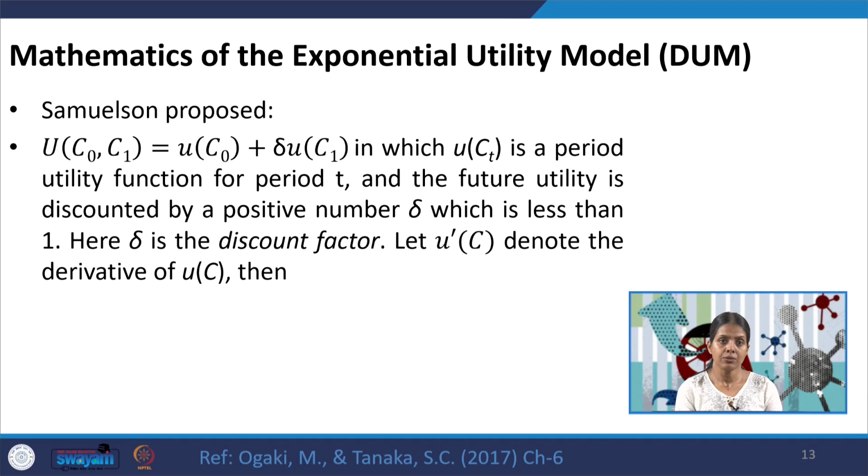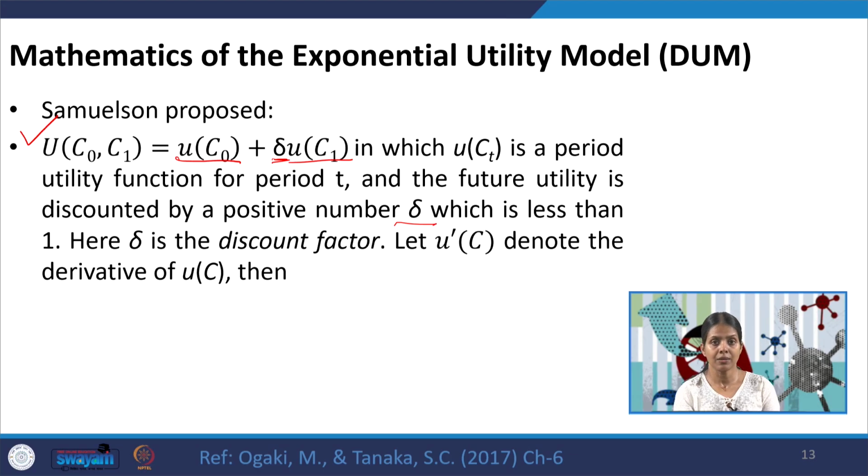We have U(C_0, C_1) equals, so basically the total utility from consumption across 2 periods is the utility from consumption in period 0 plus consumption in period 1 multiplied by the discount factor. So, here U(C_t) is a period utility function for period t and the future utility is discounted by a positive number delta, which is less than 1. Here delta is the discount factor.